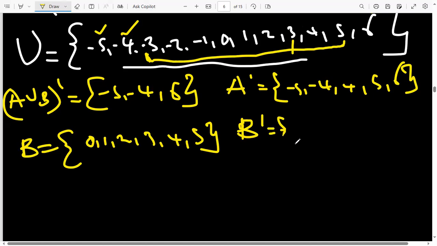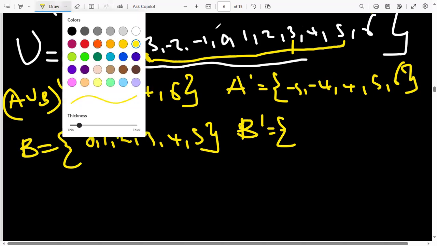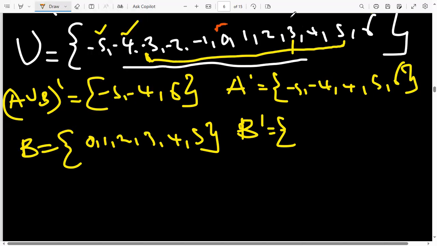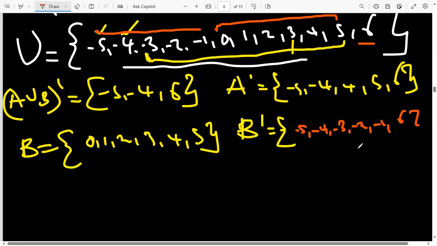here, we're going to contain what? Let me use another color here. We see that starting from 0 here, all the way up to 5 here, this is the set B. So the set B complement will just be all these elements that are outside this first red line that I drew, and this one. So in the B complement, we have -5, -4, we have -3, we have -2, we have -1, and then we have 6. Okay, so this is our A complement and this is our B complement.